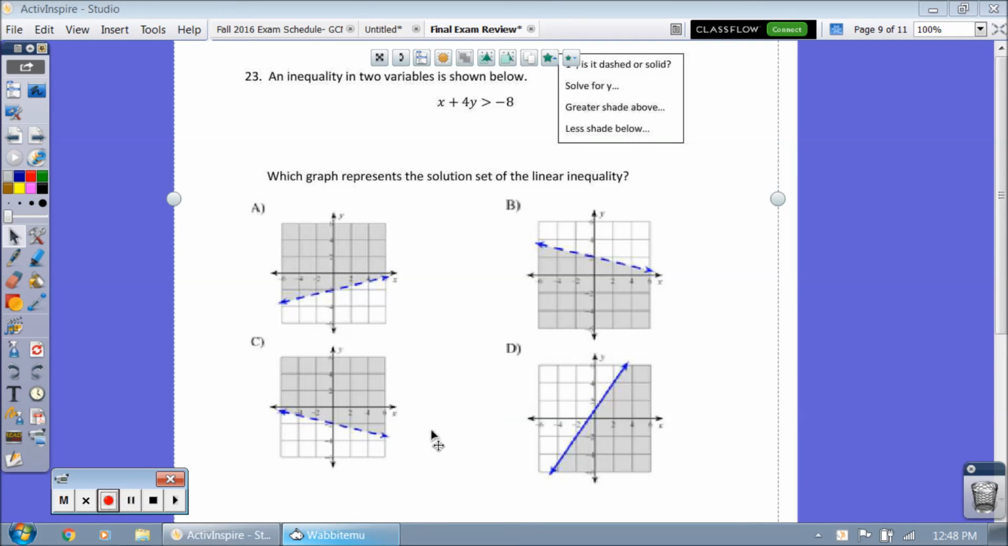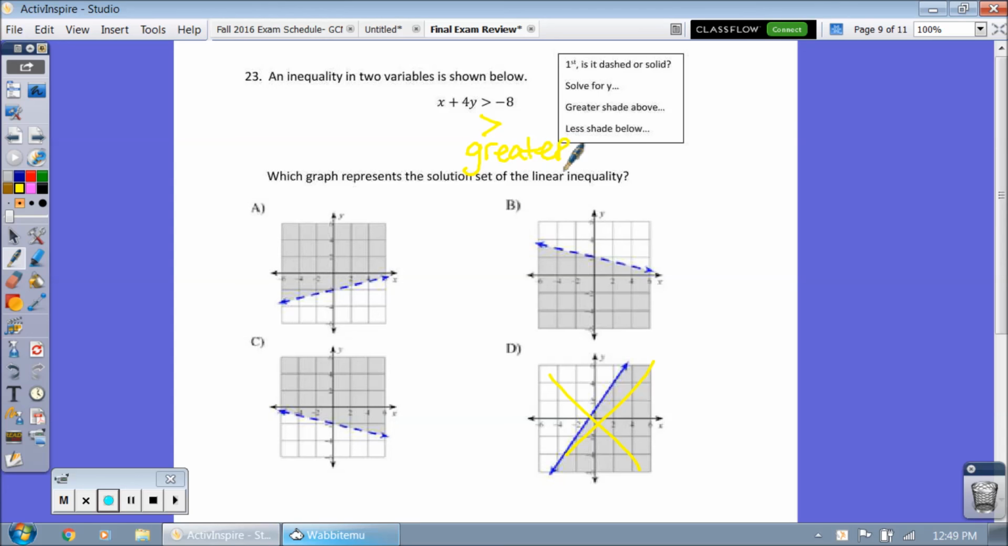23, so we're trying to match up which one of these graphs goes with this inequality. Let's start with our sign. Our sign is a less than, which means it's going to be dashed. It cannot be D, because that's solid. And if you look at the number in front of y, it's positive, which means the sign is going to stay this way. We would say this as greater. Greater means you are going to shade above. So we need to find one that has shading above.